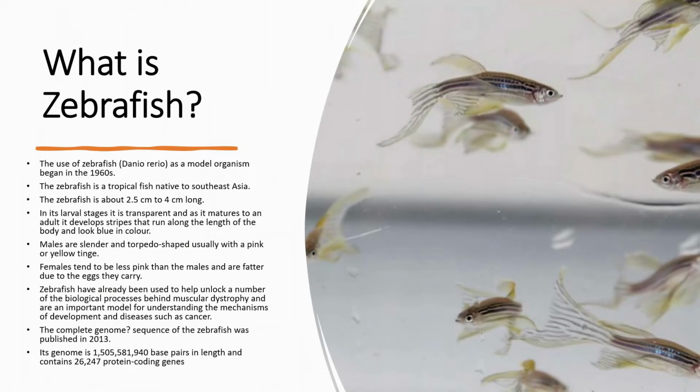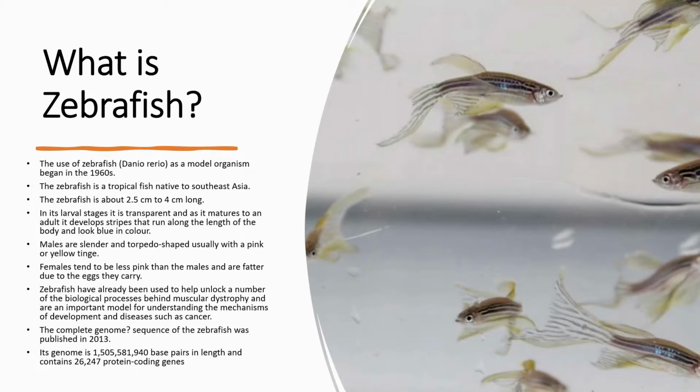The use of zebrafish as a model organism began in 1960. The scientific name of zebrafish is Danio rerio. It is a tropical fish native to Southeast Asia, and it is about 2.5 to 4 centimeters long. An adult zebrafish is 4 centimeters long, although you may have some zebrafish which are slightly longer than 4 centimeters. In its larval stages it is transparent, and as it matures to an adult it develops stripes that run along the length of the body and look blue in color.